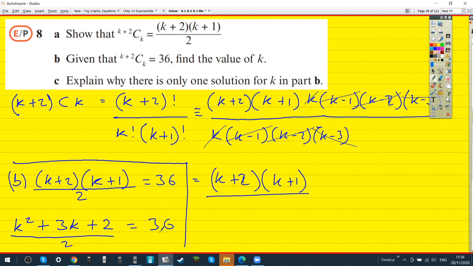Okay, so what would you do? Oh, could you multiply everything by 2? Yeah. Which gives you 2k squared plus 6k plus 4. It's all divided by 2, so if you times by 2, it just gets rid of the denominator. Oh, okay. And then could you use the quadratic equation to work that out? Yep.